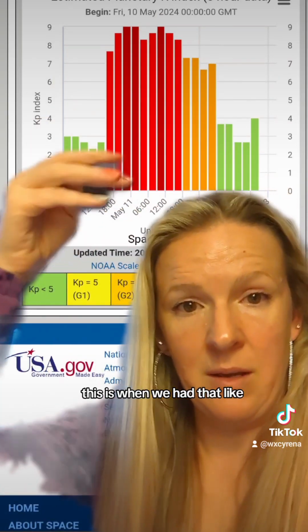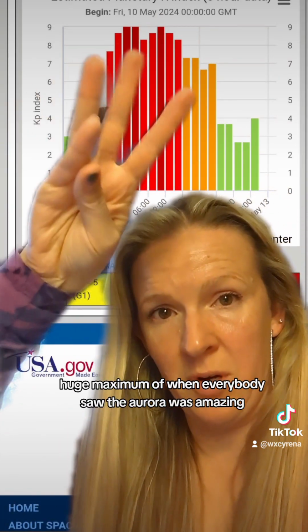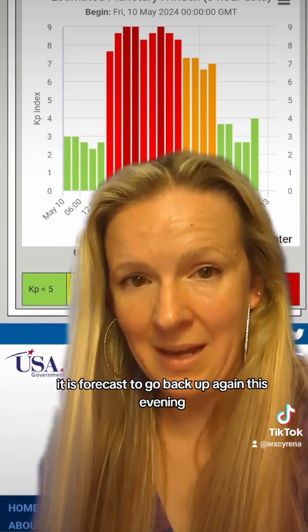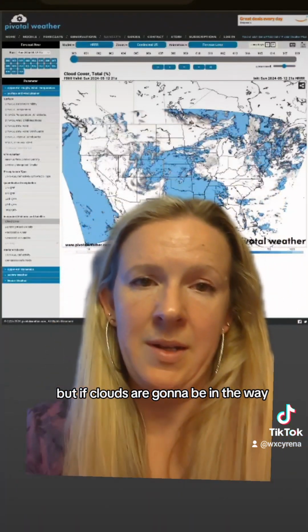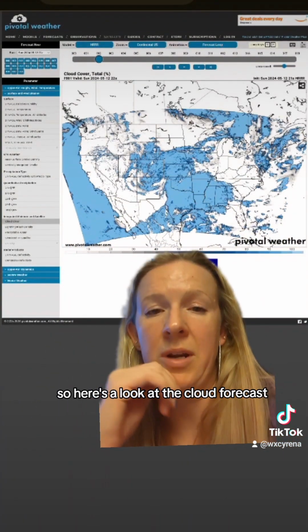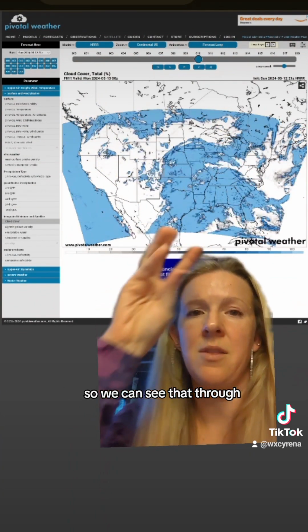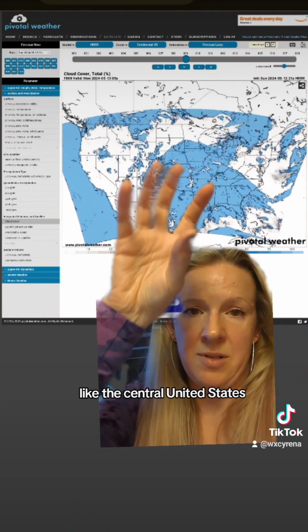This is when we had that huge maximum when everybody saw the aurora and it was amazing. It's come down since then. It is forecast to go back up again this evening. But if clouds are going to be in the way, it doesn't matter, right? So here's a look at the cloud forecast. Remember, blue is where clouds are, white is where there are no clouds. So we can see that through the central United States, there's a big glob of clouds.